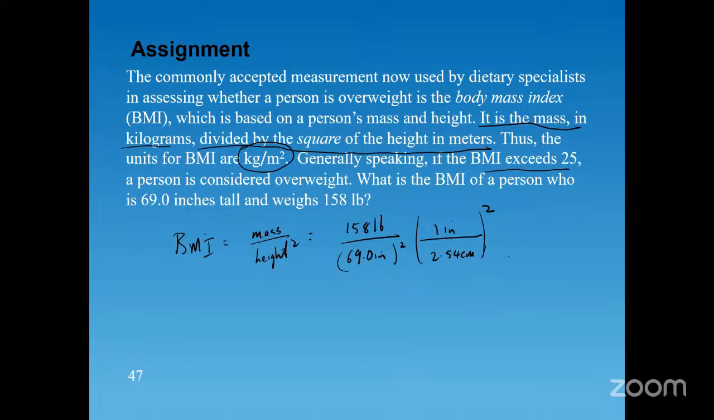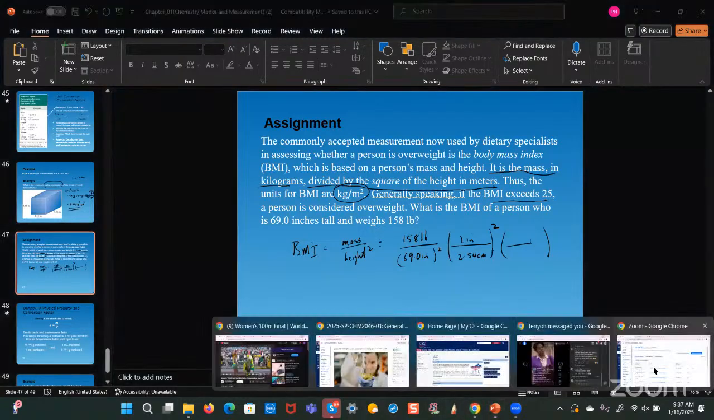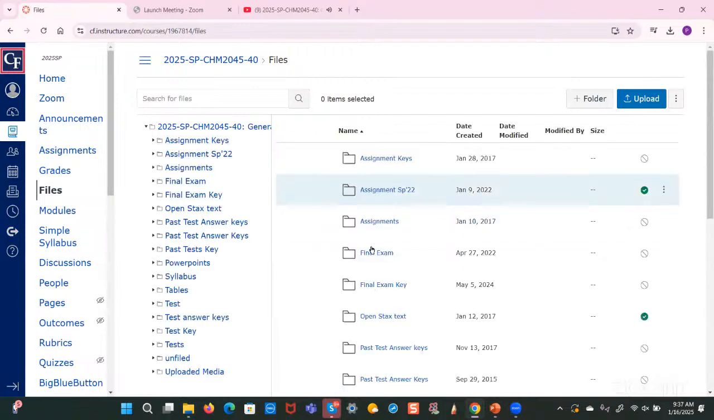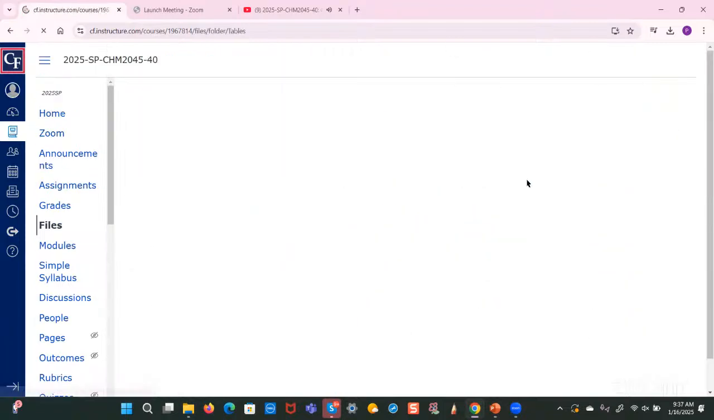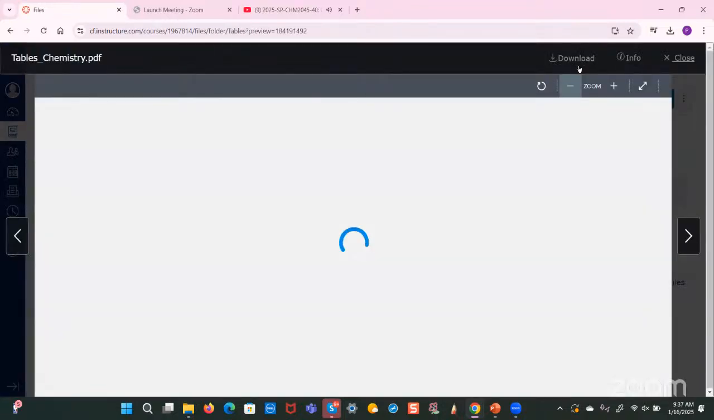And then now to go from pounds to kilograms, no, that one I don't remember. I'd have to go to the table. So let me get over that and go to Canvas, Files. I should have had this up already. Tables, where are the tables? And chemistry, download.